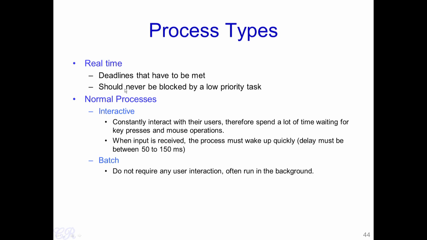The other type of processes are the non-real-time processes, generally called normal processes. Normal processes are of two types: interactive or batch. An interactive process constantly interacts with the users, and therefore spends a lot of time waiting for key presses and mouse operations. So typically you could consider these as IO bound processes. When an input is received, the process typically should wake up within 50 to 150 milliseconds. If it gets delayed more than 150 milliseconds, then the system begins to look sluggish, in the sense that a user will not feel very comfortable using this system.